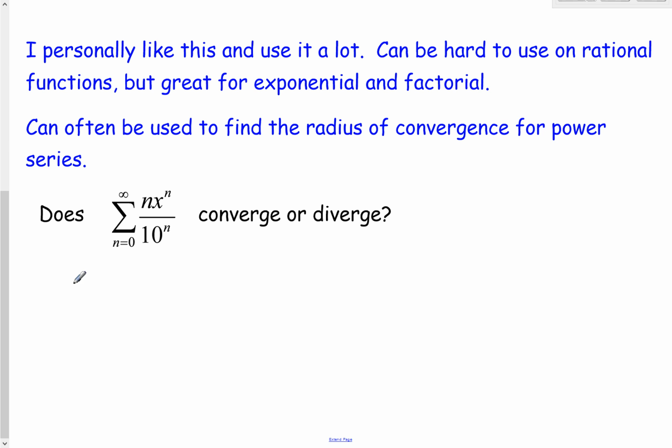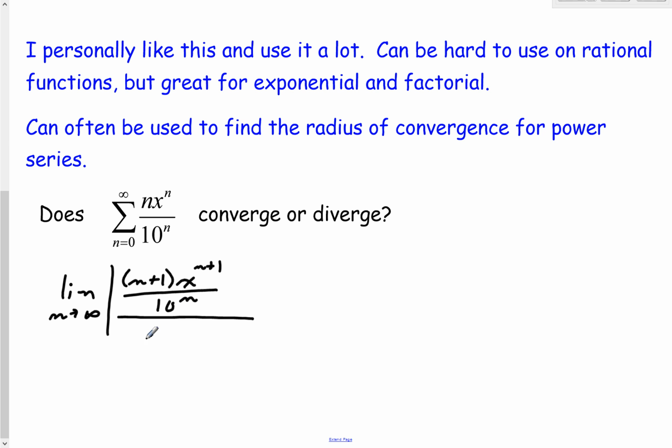or diverges. So the idea of this is I'm going to be doing the limit as n goes to infinity, and I'm going to be doing this of an absolute value. So I'm going to say this is the absolute value of my n plus first term. So I just take my generic term and replace all the n's with n plus 1, over the nth term, which is just this.